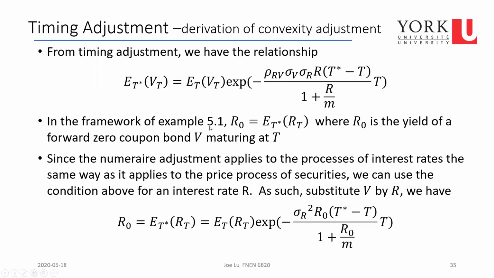Now, in the framework of example 5.1, where we looked at a zero coupon bond for a convexity adjustment, we want to show that, for consistency, the R naught that we use there in example 5.1, which is the implied yield from the forward price of the zero coupon bond, is essentially this expectation, where the expectation of the realized yield at T, but with a numerator asset being the zero coupon bond that matures at T star instead of T.